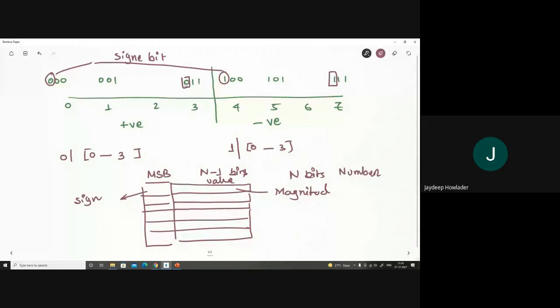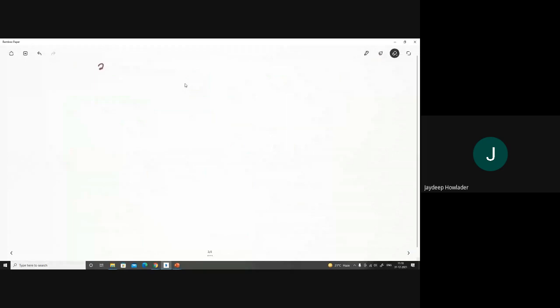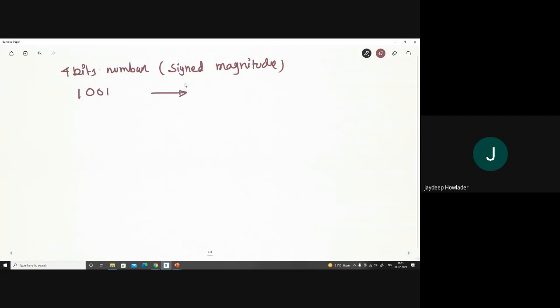So if I have, say, a 4-bit number in sign magnitude, and the number is 1, 0, 0, 1, what is the meaning of these bits? What will be the value of this number? It is -1. This bit determines the minus, and the rest determines the value of 1.